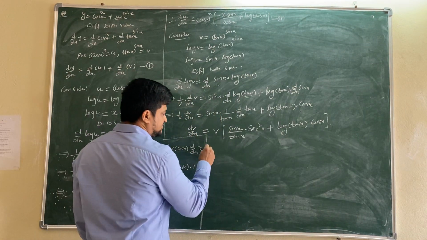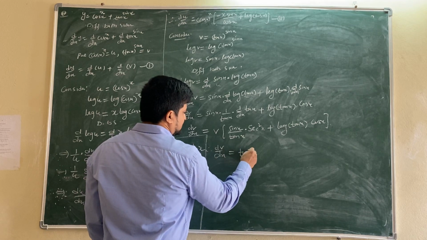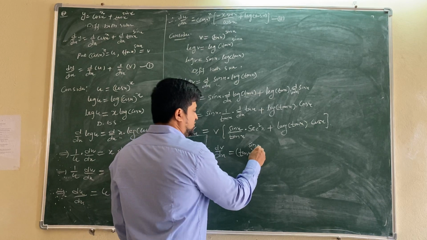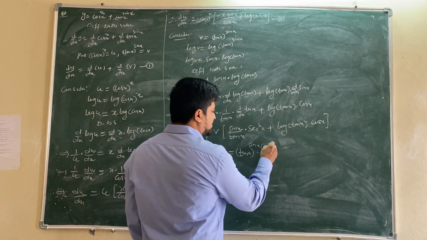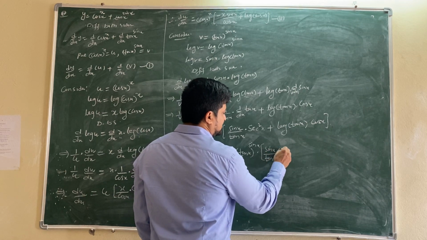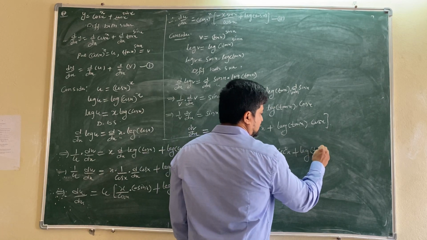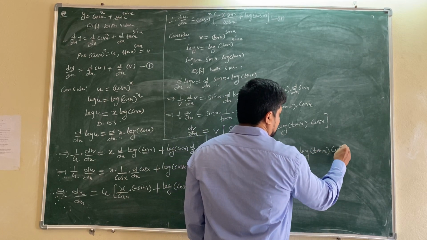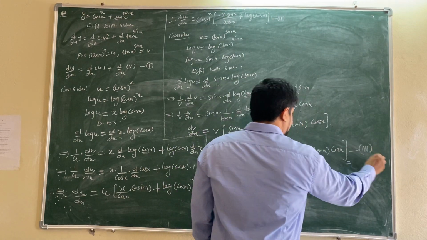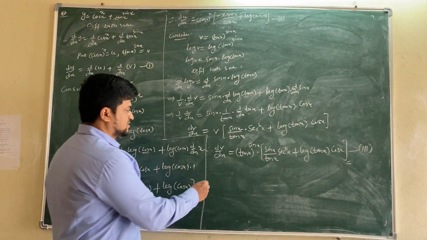Now what is v? We'll write it here: tan x power sin x into square bracket again. Brackets are the most important thing; many of them are not writing brackets at that time. This is equation 3. So what will we do when we have three equations?